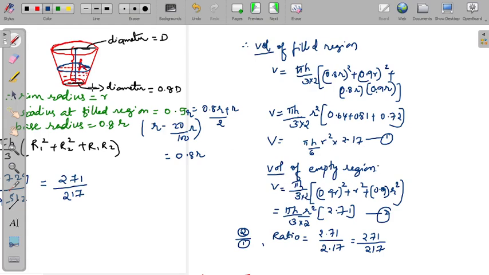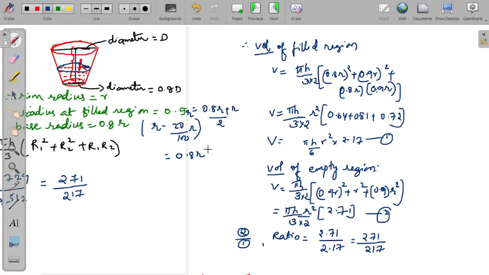Next, you have to find the volume of the empty region. The empty region means this region. Again pi h by 2 divided by 3. For the empty region, this is the base, and now this acts as the rim. So 0.9 r whole squared, r squared, plus 0.9 r into r, that is 0.9 r squared. When you simplify, this comes out to be 2.71.